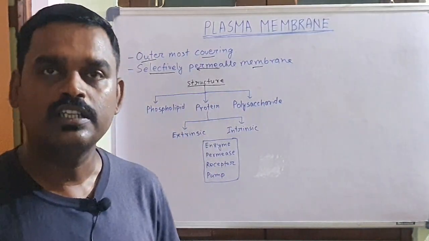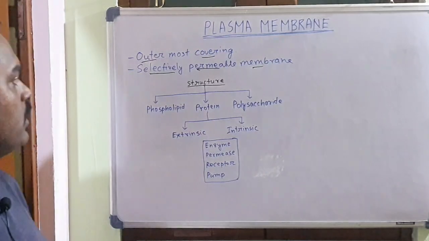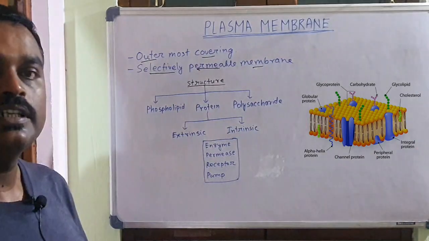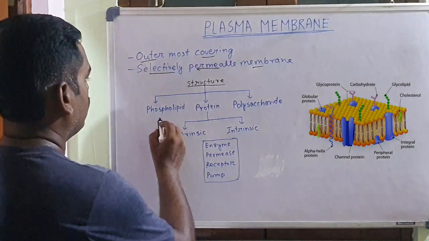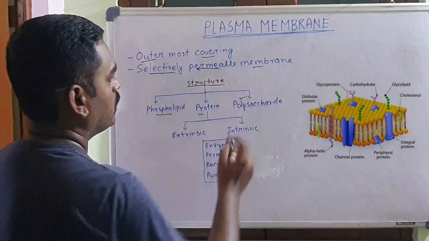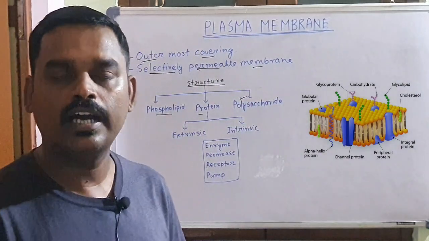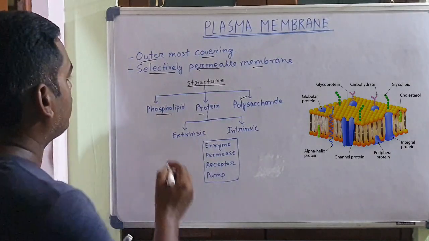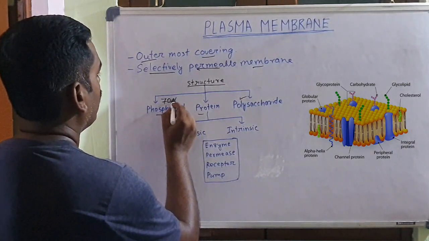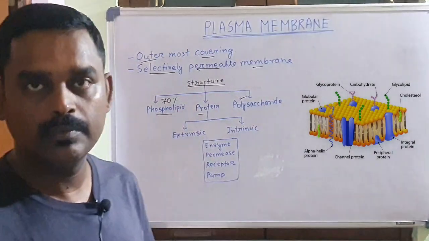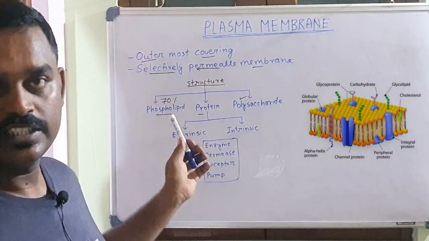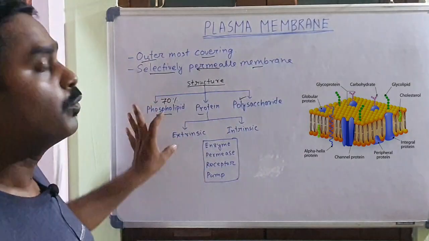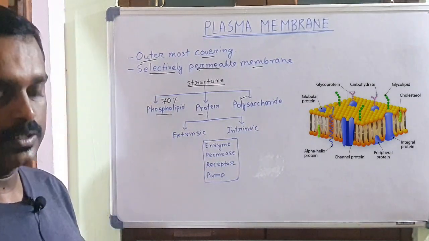Now let us talk about the structure of the plasma membrane. If we discuss the structure, we find mostly three types of molecules: phospholipid, protein and polysaccharide. These three types of molecules are basically found in the plasma membrane. Among them, 70% of the molecules found in the plasma membrane are phospholipids. It is a form of lipid present in the plasma membrane, and it is the largest amount of molecule present in it.